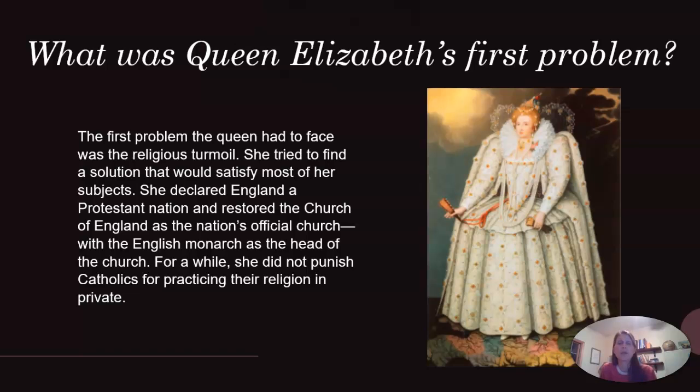What was Queen Elizabeth's first problem? The first problem the Queen had to face was the religious turmoil. She tried to find a solution that would satisfy most of her subjects. She declared England a Protestant nation and restored the Church of England as the nation's official church, with the English monarch as the head of the church. For a while, she did not punish Catholics for practicing their religion in private.